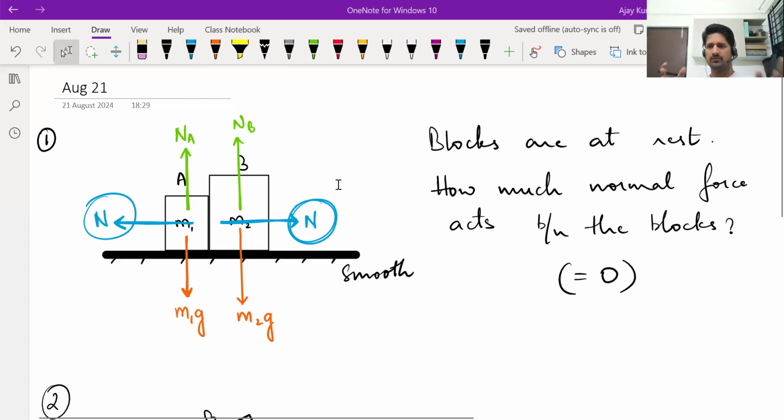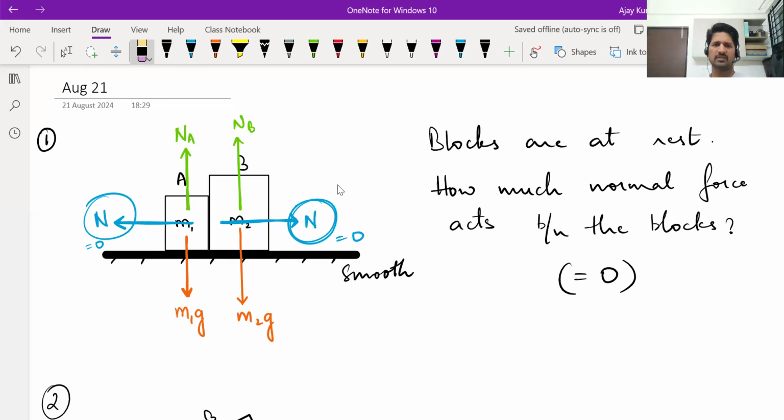Two solid objects, if you place them side by side, do you see them actually pushing each other and going away from each other? That won't happen. Which means these forces should be zero. This should be zero, this should be zero. So if you simply put two blocks side by side, even though they are in contact, they won't exert any normal force on each other.